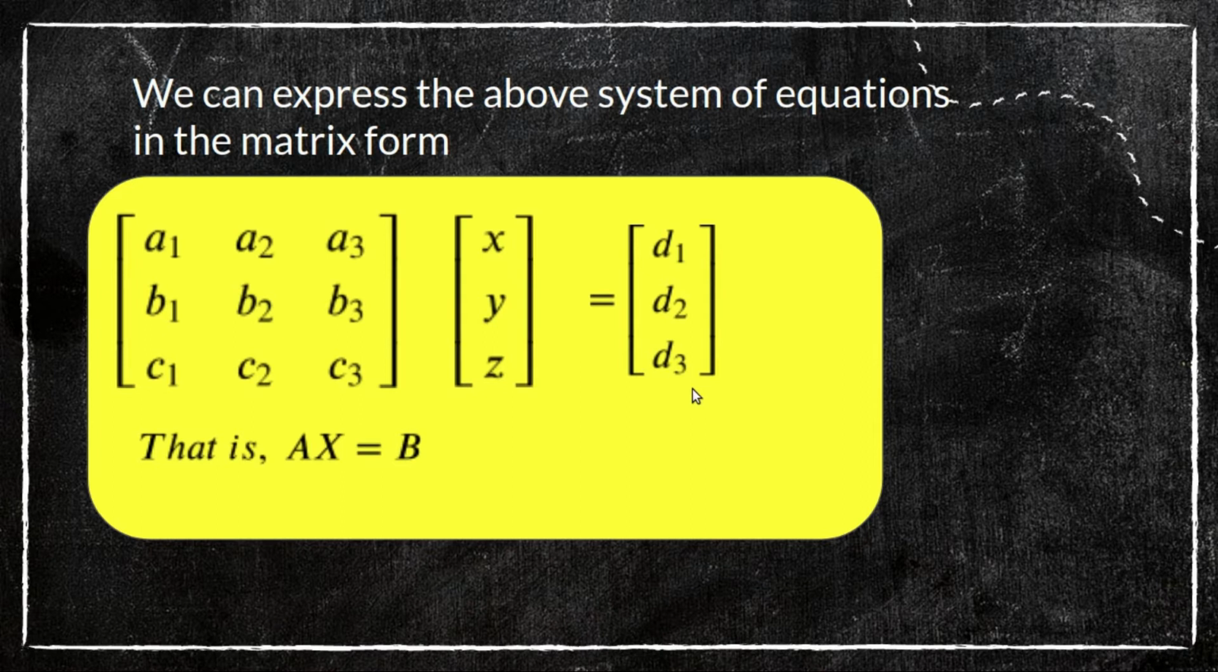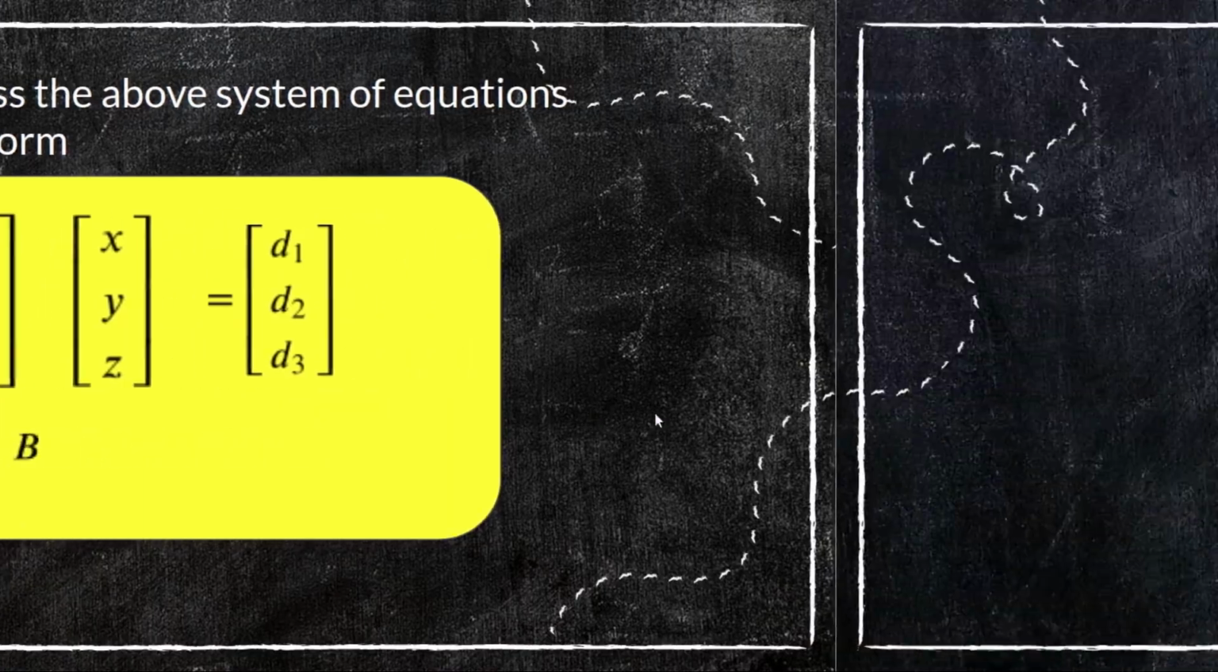So any system can be written like this: Ax equal to b, where A is the coefficient matrix, x is the matrix which consists of variables, the unknowns, and b is the matrix which consists of constants on the right hand side of the given equation.